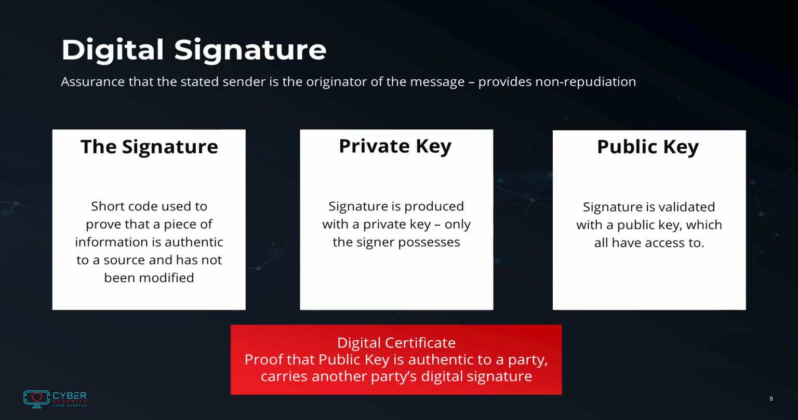When a public key has been signed itself by a digital signature, this is what we refer to as a digital certificate. This is proof that the public key is authentic to a party. So to see how this is valuable, let's take the example of a company. Let's say they sell futons, for example, and they open a website, and you want to make sure as a user that when you're communicating with that website, you are in fact talking to whatever the futon company is.